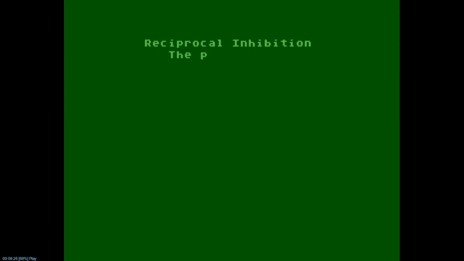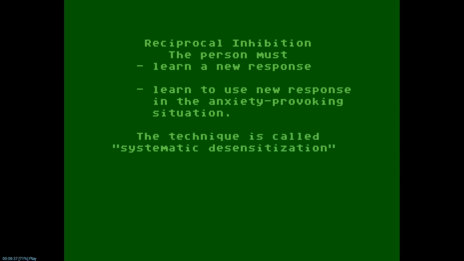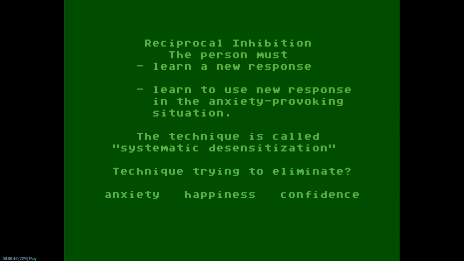The theory of reciprocal inhibition states that the person must learn a new response which inhibits anxiety and learn to use the new response in the anxiety-provoking situation. The technique itself is called systematic desensitization, and it may be used to solve a problem as common as the fear of dogs. What response is this technique trying to eliminate?